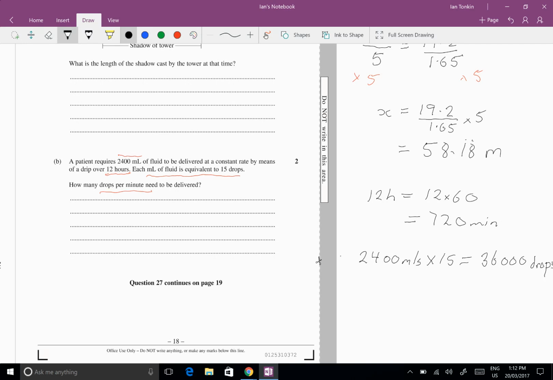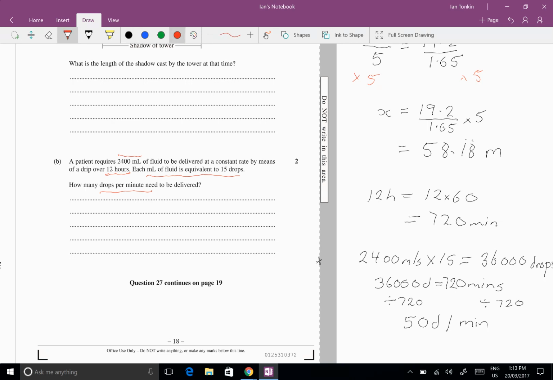So we've got 36,000 drops in 720 minutes. What I'm going to do, this is great, I'm going to use the unitary method. I will just divide by 720, divide by 720, and that will get me 50 drops in a minute.